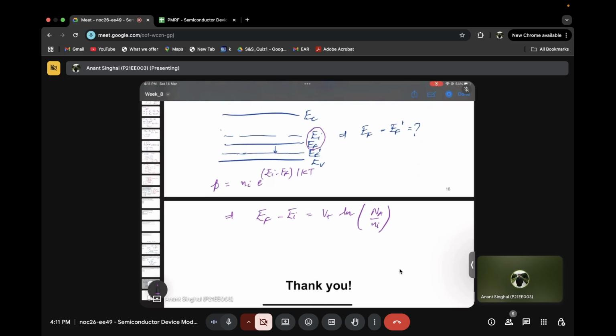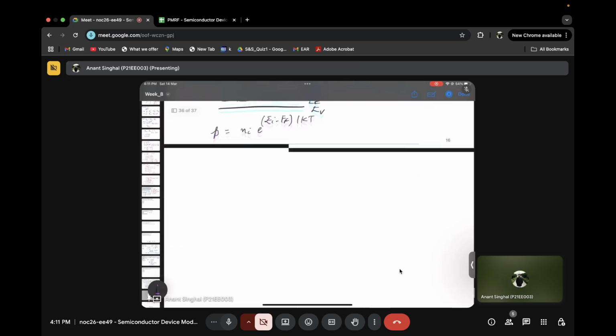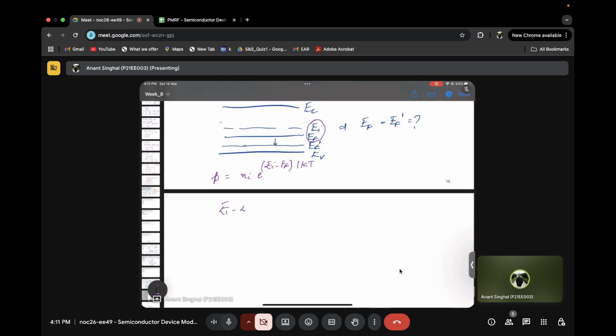Now what has happened? Okay, sorry, let me use a different page. So here EI minus EF, let me write again: VT ln Na over Ni. Now what happened? Your Fermi level has changed to somewhere else. So your p has now become 10 Na. Because of this, your Fermi level has shifted downwards, and let's say I'm denoting that as EF dash. So now your EI minus EF dash will become VT ln, sorry, this would be 10 Na over Ni.